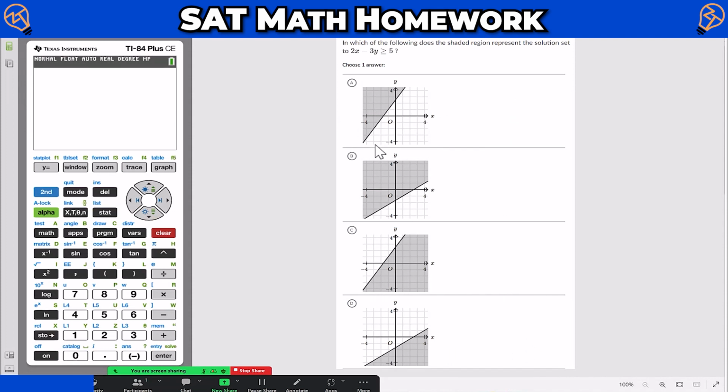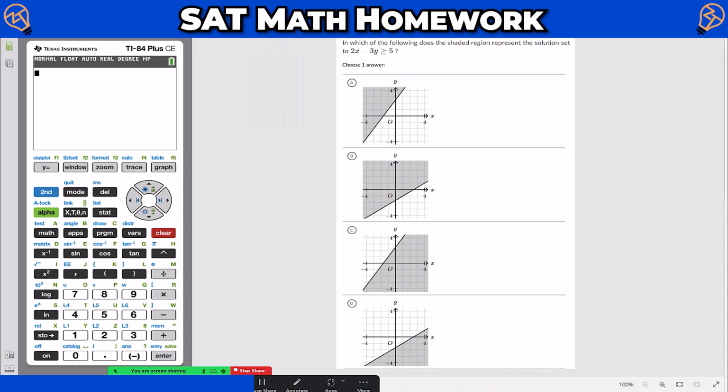And notice with these answer options, yeah, the shading is in different directions. For example, in options A and B, it's above the line, whereas in option C and D, it's below. But the other thing that is noteworthy is the lines themselves are not all identical. So in that case, it would be beneficial to actually get y by itself, so in other words, in slope-intercept form, so that we can see which line actually matches the y-intercept and slope.